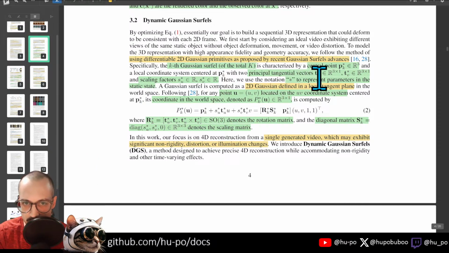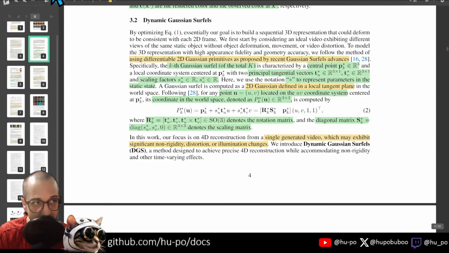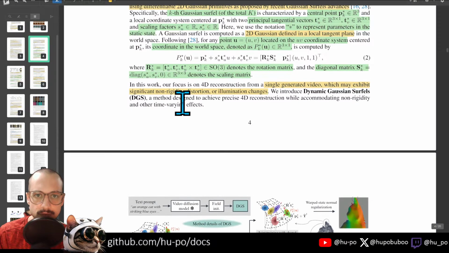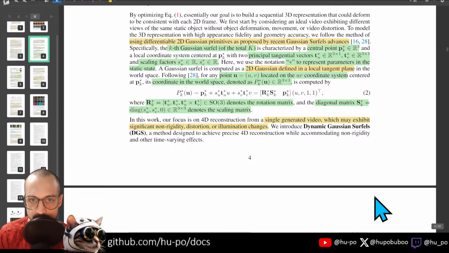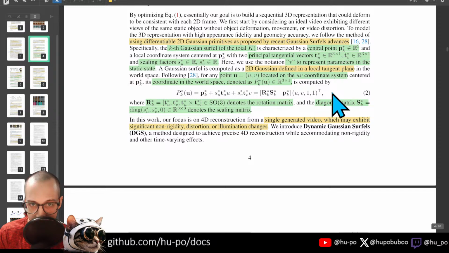Here we use the notation star to represent the static. So whenever you see this star, it basically means the static state, aka something like this, right? Where it's static. And then the non-static one is not going to have that star. Okay, so the 3D one is star, non-3D one, non-star. For any point u, uv, so now this is a 2D point, which means that in the uv coordinate system, that's the coordinate of your camera frame, right? So when you're actually taking a picture of this, there's pixel coordinates, which are separate from the actual 3D coordinates of the world. Denoted P star KU in 3x1. Okay.